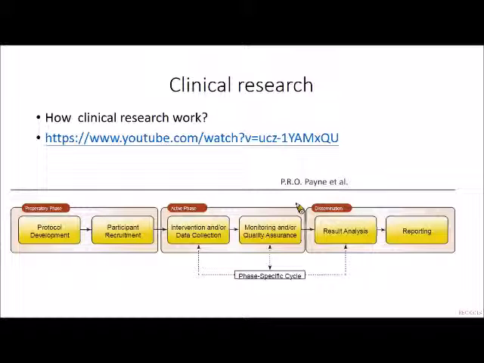Prepare to start the next part, the active phase. In the active phase, you will collect the data and make sure of the data quality. Then finally, you finish the active phase and you start to analyze data, and then write the report on the results to end this study. And let's watch a video that introduces more detail about clinical research and connects to clinical trials.